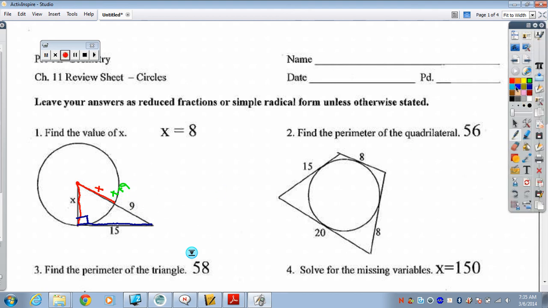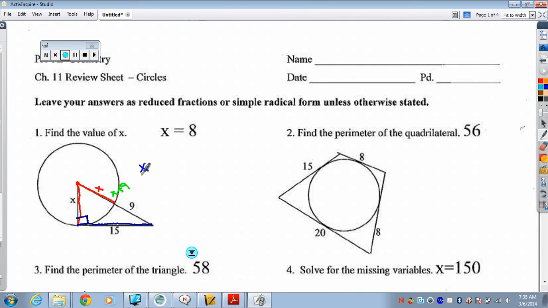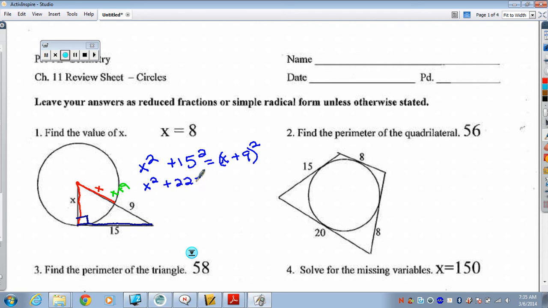In any case, the Pythagorean theorem. Here you go. x squared plus 15 squared equals this side squared, which is going to be x plus 9 squared. This is going to be x squared plus 225 equals, don't forget to FOIL this. This means x plus 9 times x plus 9, so this is going to be x squared plus 225 equals x squared plus 18x plus 81.